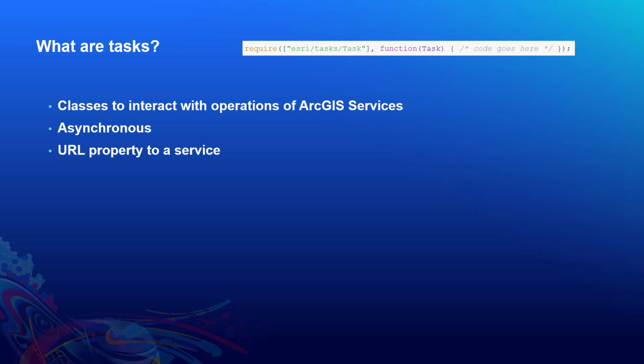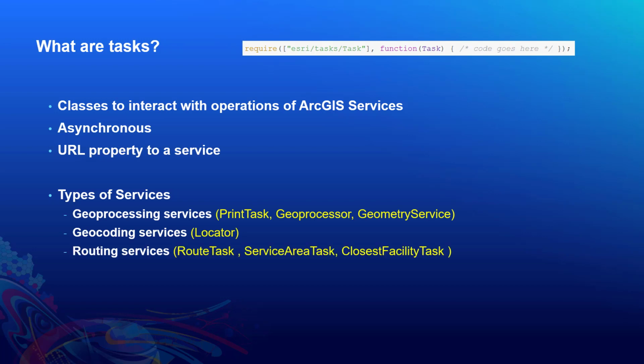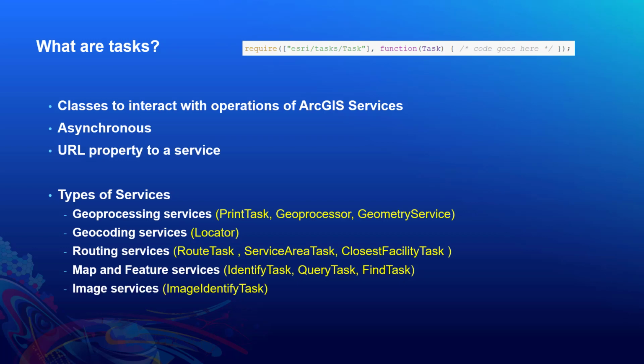Tasks have a URL property that references the service the task will run against and methods used to run the task. There are a variety of service types that the task classes can work with. Those services include geoprocessing services, geocoding services, routing services, map and feature services, as well as image services.